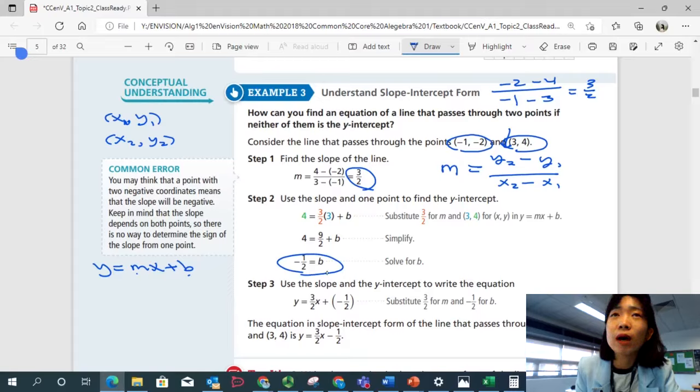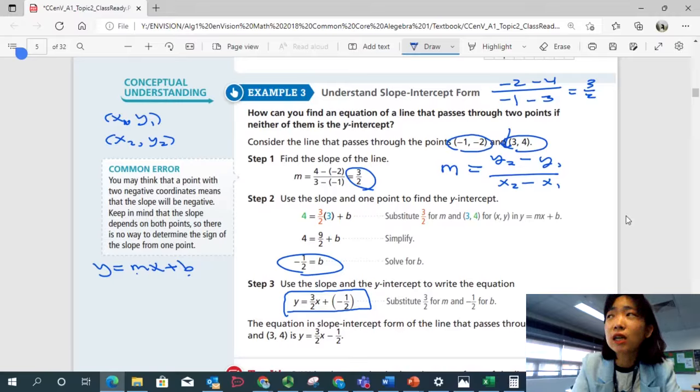You can still figure out your y-intercept using 2 points. As long as you have 2 points, you can figure out the slope. And then as long as you have a slope and 1 point on the line, you can figure out the y-intercept. Using that, now you can finally write the equation of the line in slope-intercept form. So your slope is 3 over 2, and your y-intercept is negative 1 over 2. That should be your equation of the line.